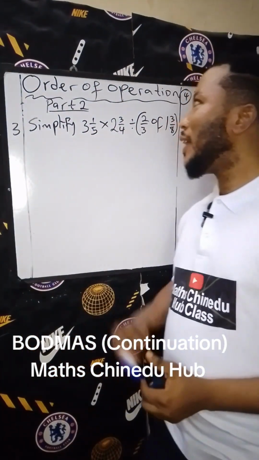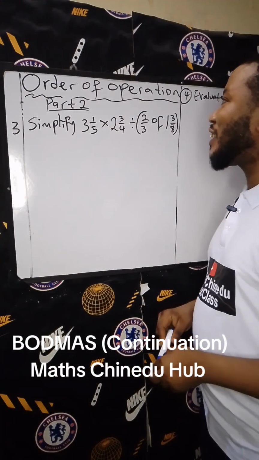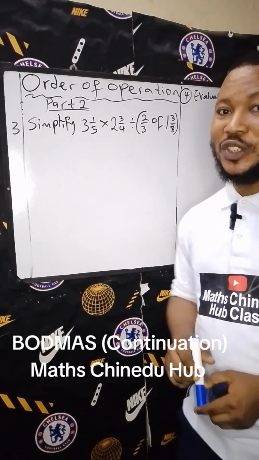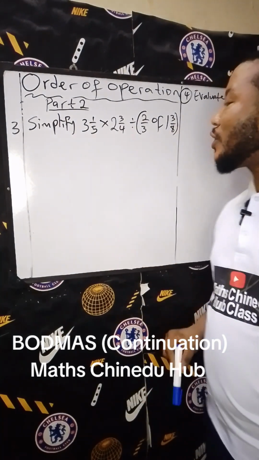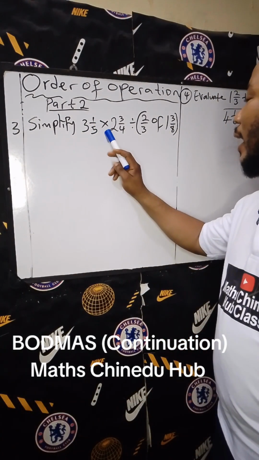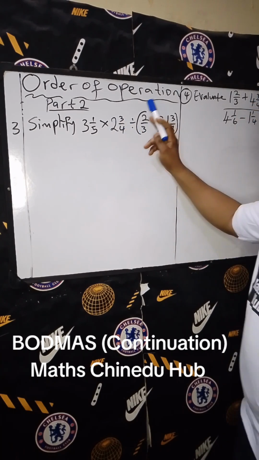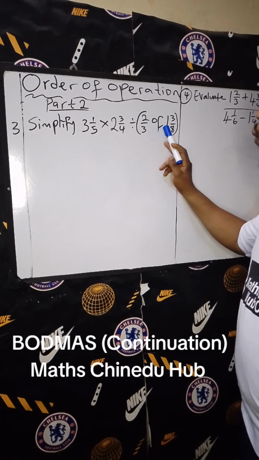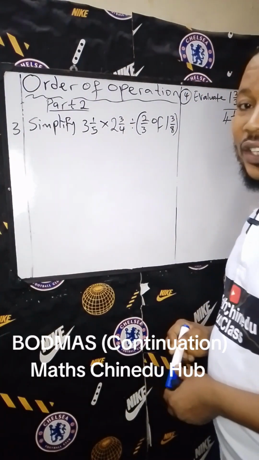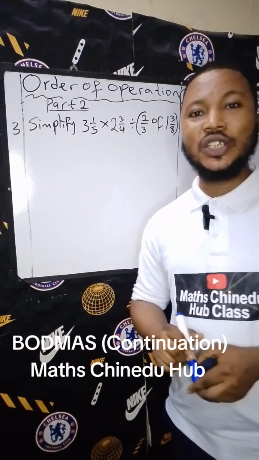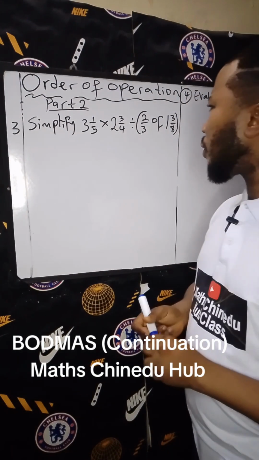Okay, today we are looking at order of operation, part 2 of the fraction. That is our yesterday class. Okay, so simplify 3 whole number 1 over 5 times 2 whole number 3 over 4 divided by, in bracket, 2 over 3 of 1 whole number 3 over 8. Don't forget BODMAS: bracket, of, division, multiplication, addition, and subtraction. So as you can see from here, we are going to start.